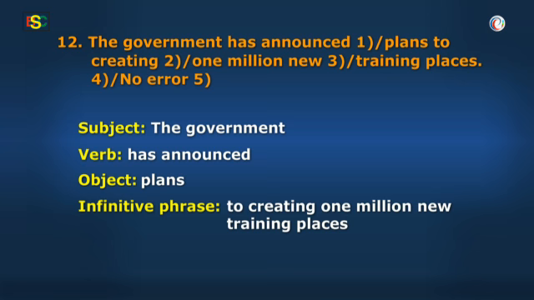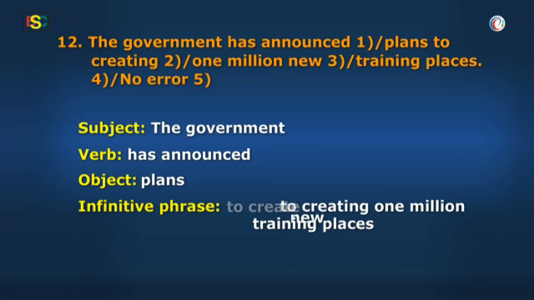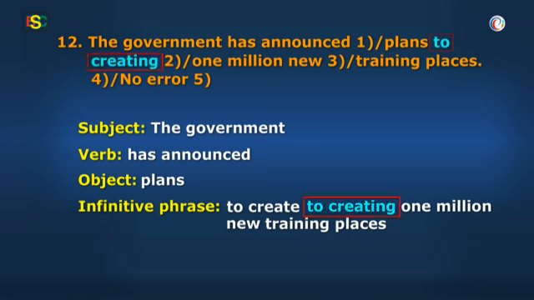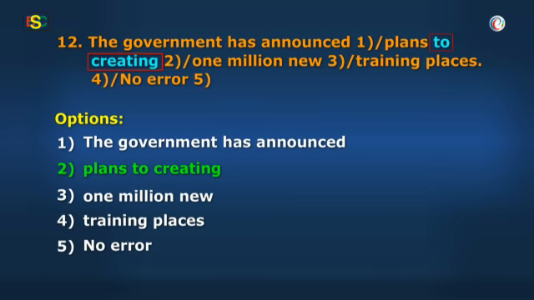Ma'am, it is obvious that the correct infinitive phrase will be to create, not to creating. And in order to retain the word creating, we will have to say plans for creating. So option number 2 is the right choice. Correct, Vidya. Here is your next question.